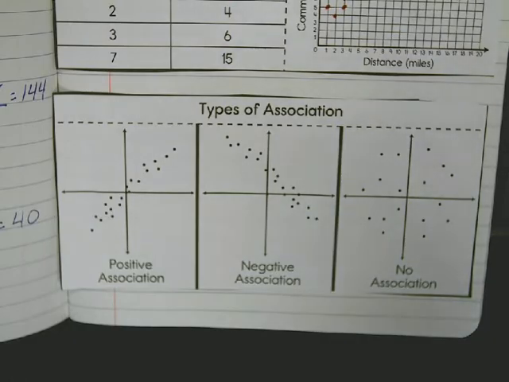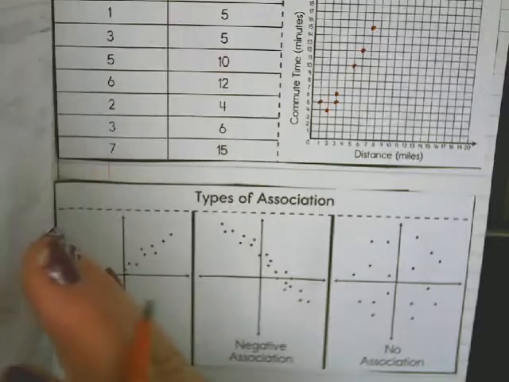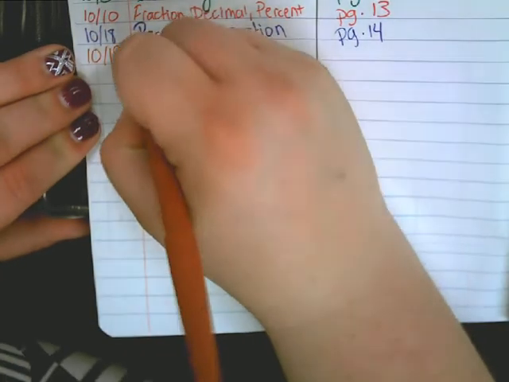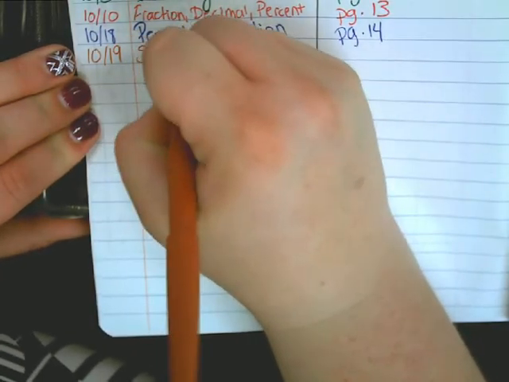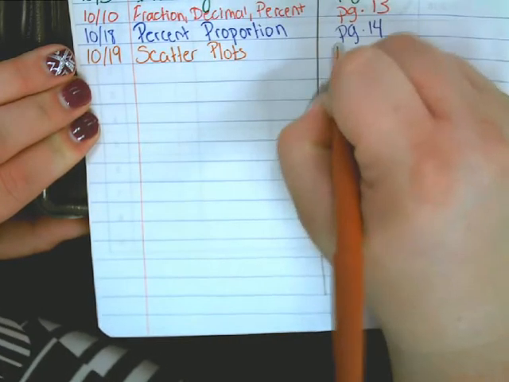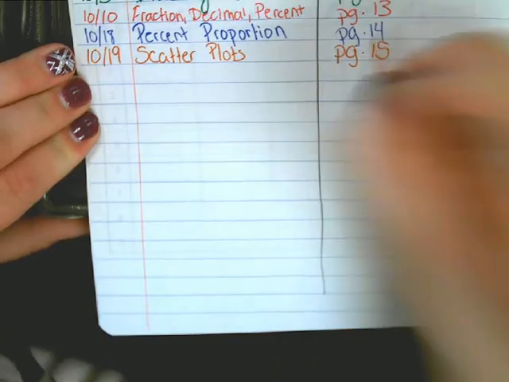Okay. Open to page 2 in your notebook. Let's fill out your table of contents. So today is 10/19, where we did scatter plots, and we were on page 15 in your notebook.